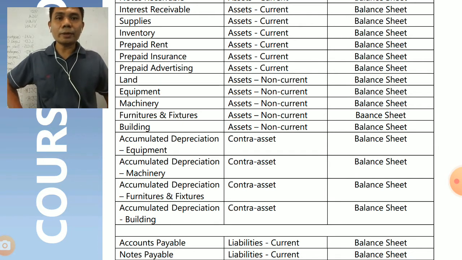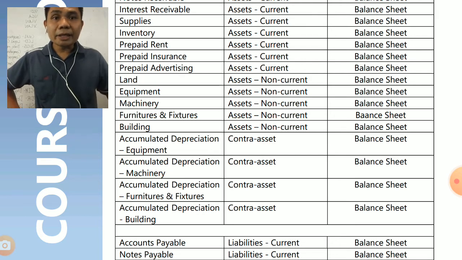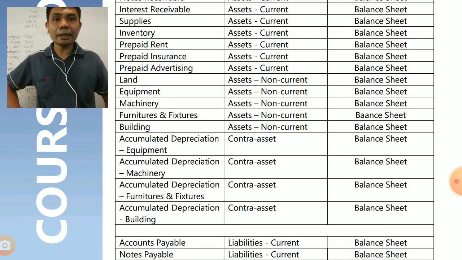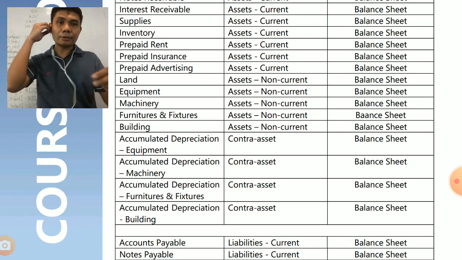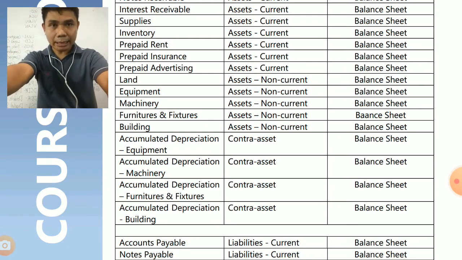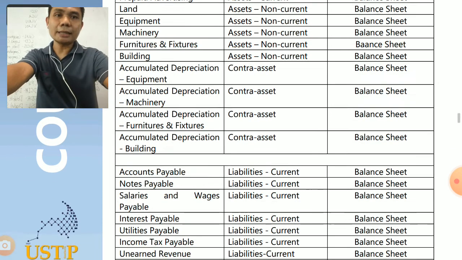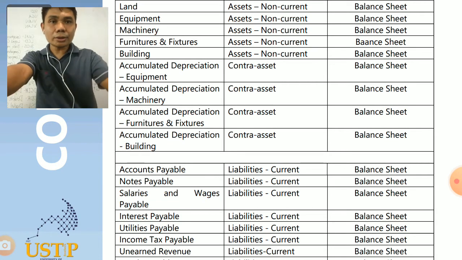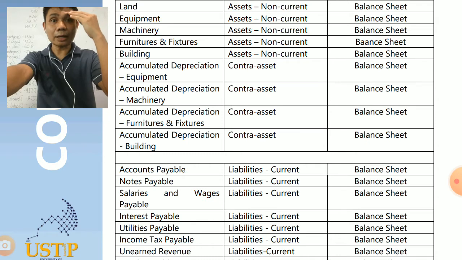So, the same with accumulated depreciation machinery. That's still a contra asset. I-minus na siya sa machinery nga account. So, accumulated depreciation, furniture and fixtures, i-minus siya sa furniture and fixtures nga account. So, the same with accumulated depreciation building, i-minus siya sa building nga account. So, from the word kontra, i-minus sila sa unsang asset ang ilang gi-kontrahan. So, yan na si kontra asset. So, those are the asset accounts.